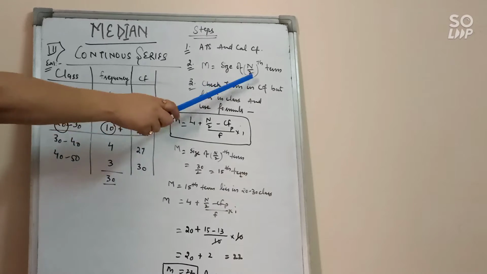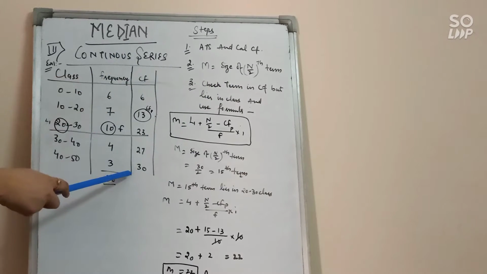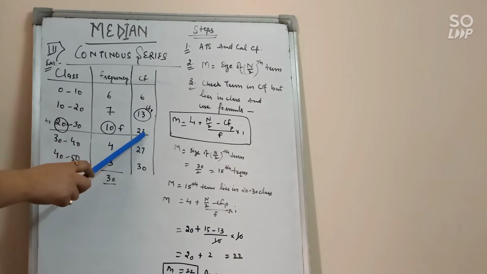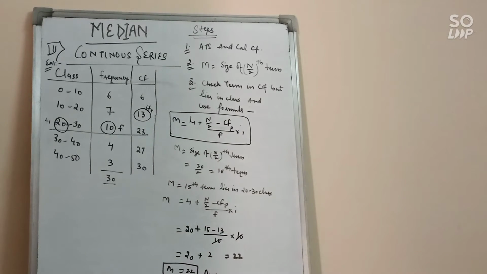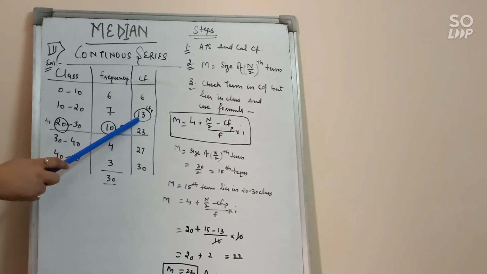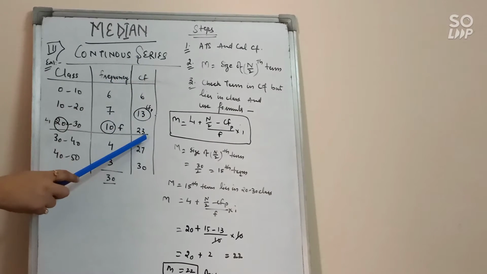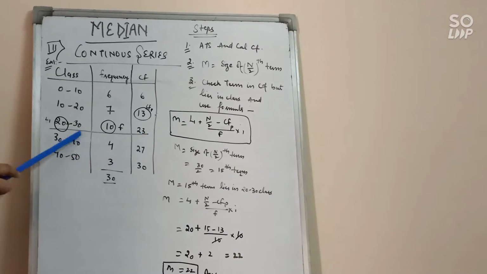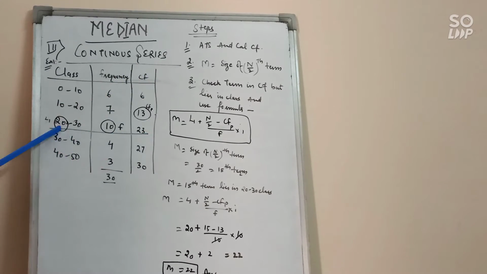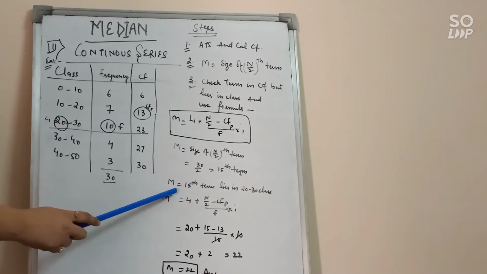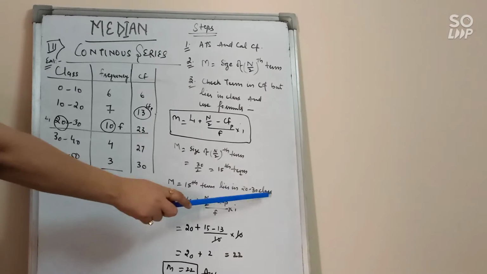Now the third step: check the term in CF. So we will check this term in CF, but it lies in the classes. So we will check the 15th term. We will take the immediate bigger value, not equal to the value. If suppose we have 15 here, you cannot take this class; we will take the next class only. So always check the greater value. So for 15, the immediate bigger value is 23. So it means this is the class. Check in CF but it lies in the class. So this class is selected to calculate median. So we will write M is equal to 15th term lies in the 20 to 30 class.